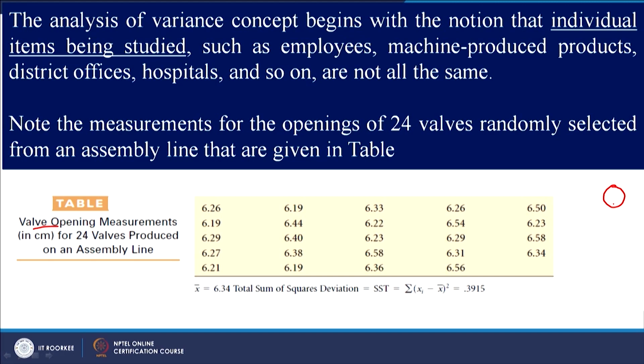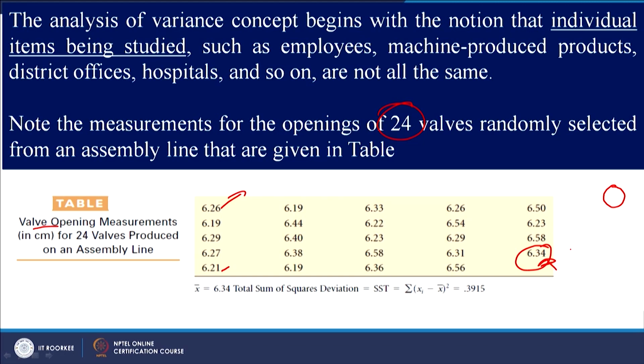Valves are being manufactured on 4 different machines, and let us say we have manufactured 24 valves, and these are the diameters of these 24 valves. So, let us say 6.26, 6.25 and so on, and the diameter of this valve is 6.34. So, there are 24 valves.